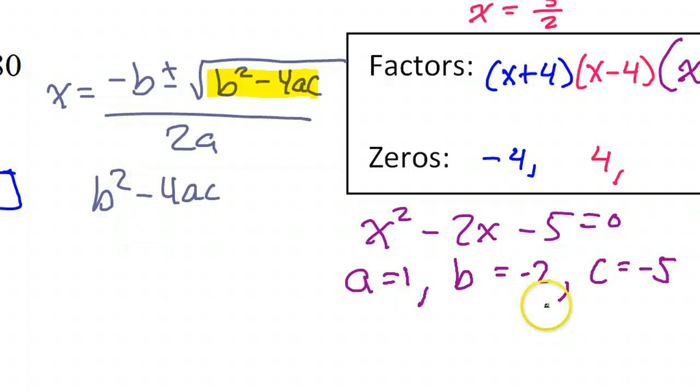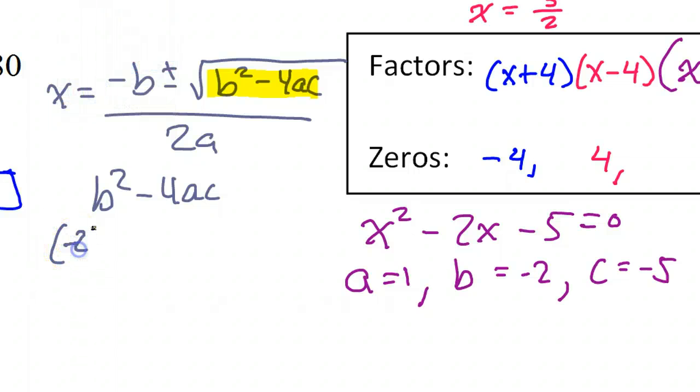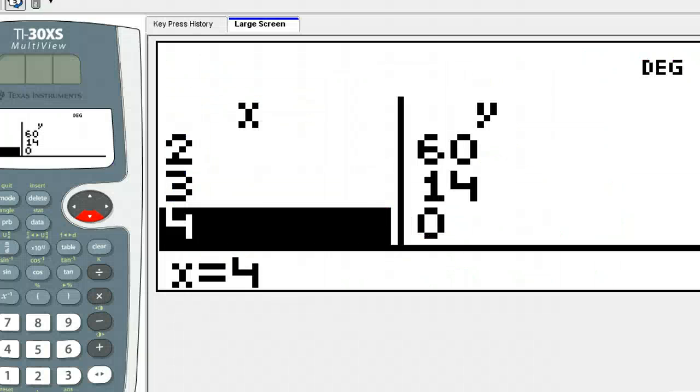So b squared, that's negative 2 squared. And you should put that in parentheses, my friend. Okay, negative 2 squared minus 4ac. Now I'm very comfortable doing this in my head, and most of you should be able to do it by hand at least. But many of you make too many mistakes, and calculator is for you.